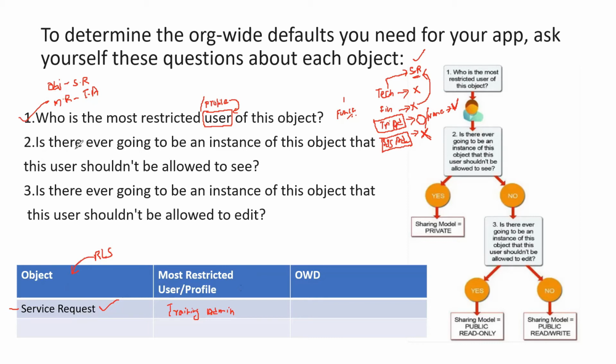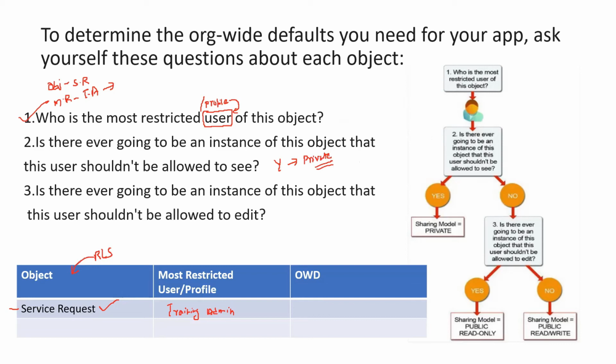What it talks about is: is there ever going to be an instance of this object that this user should not be allowed to see? As this user has been identified as the most restricted user, the question is whether there is ever going to be a scenario where this user should not be able to see any records on that particular object. If the answer to that question is yes, put the OWD as private.